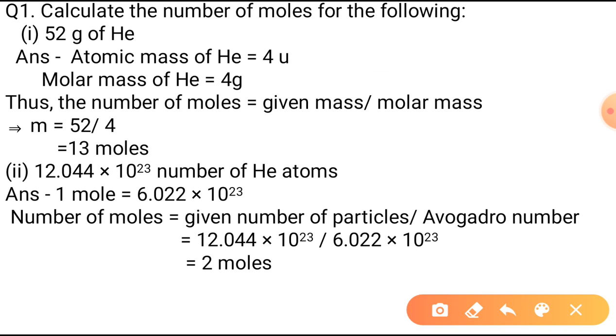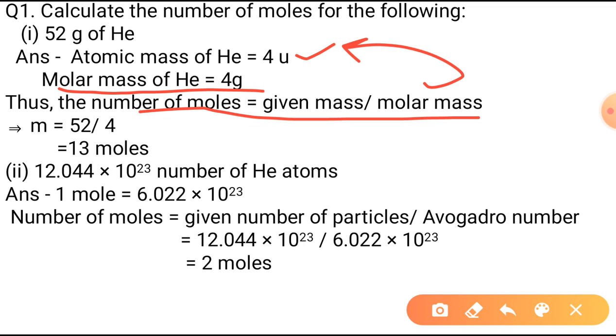So students, we know that the atomic mass of helium is 4 u, and I have told you in the previous class that the molar mass for any atom is equal to its atomic mass in grams. That's why the molar mass of helium is 4 gram. Now let's go by the formula: number of moles equals given mass by molar mass. The given mass is the data provided by the question, that is 52, and the molar mass is 4. Now you must have understood. Dividing 52 by 4 you will get 13 moles. So 52 gram of helium equals 13 moles.